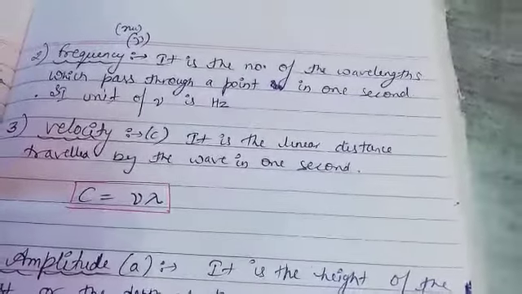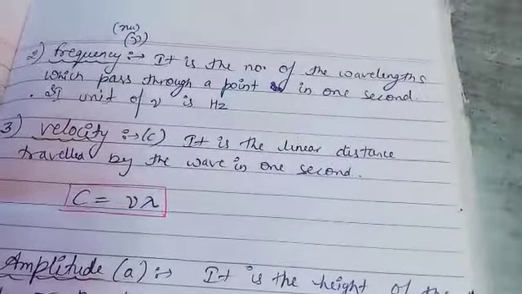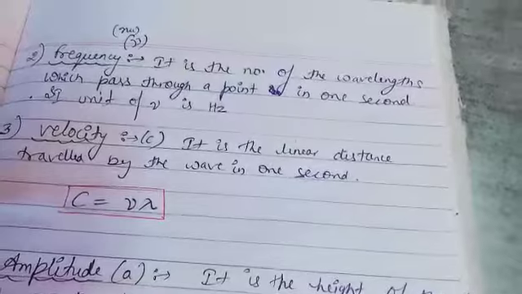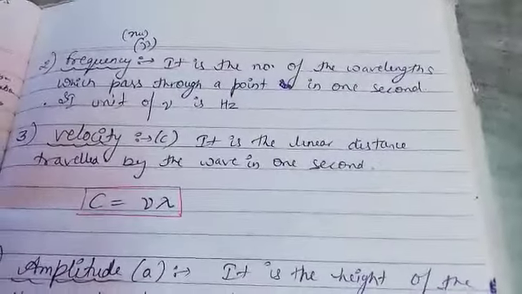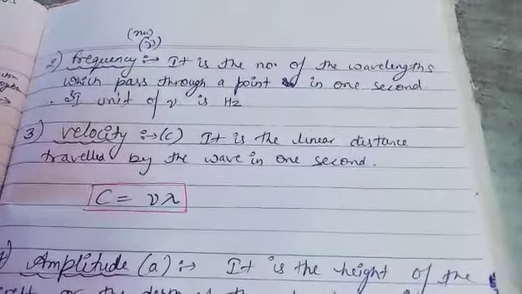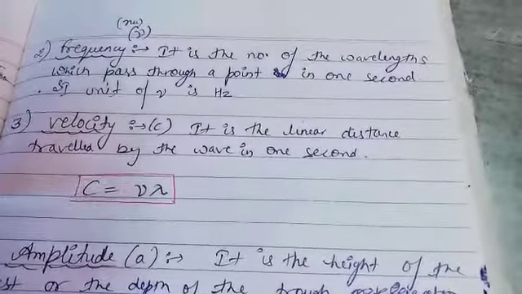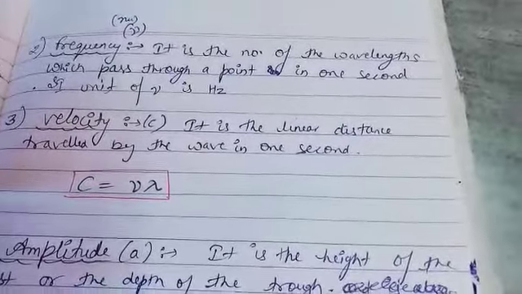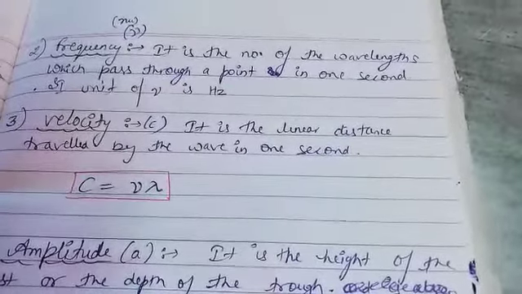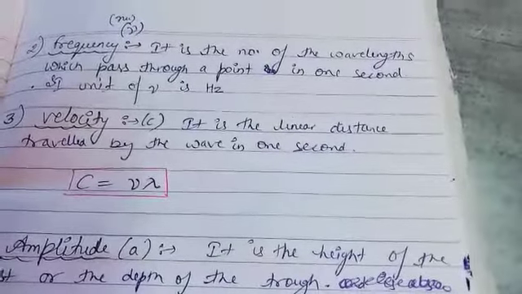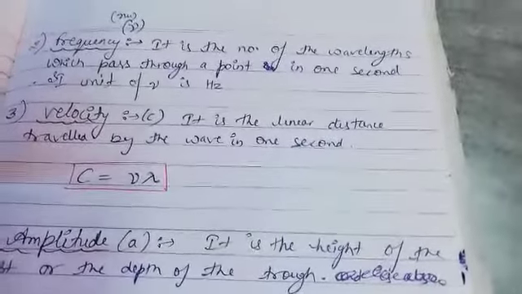Now the SI unit of frequency is hertz. Another unit we have is second inverse, or CPS, cycle per second. That one is also a unit of frequency. Now another term we have is velocity. Normally velocity is represented by v, but in case of light, velocity is represented by c. Speed of light, although it differs in different media, is normally 3 into 10 to the power 8 meter per second.